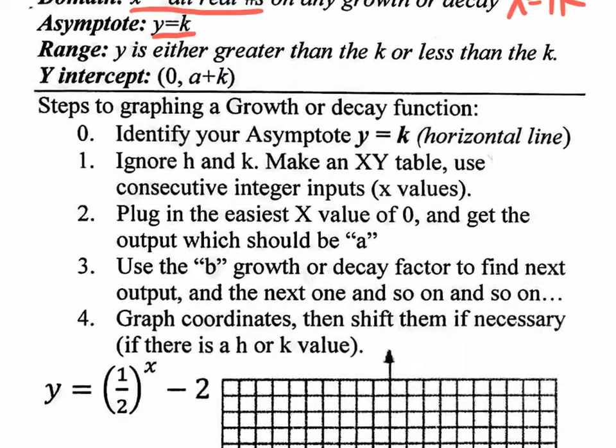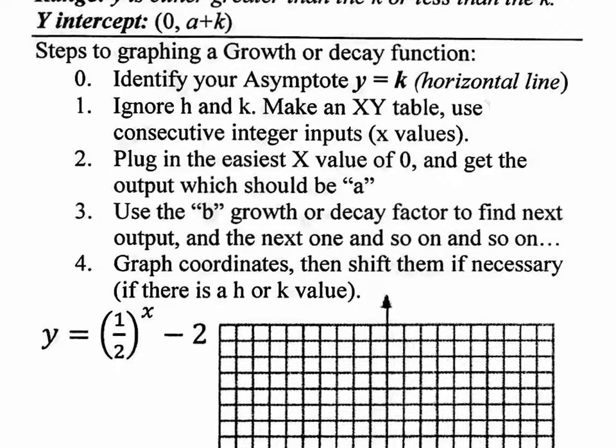Okay, so I did make some steps here to graphing a growth or a decay function. Try to make it a little more organized for you guys. And I do start with step 0, to identify your asymptote y equals k, the horizontal line that your graph will infinitely approach but never touch. So if I take a look at this equation, this first example down here, what is my asymptote? So the asymptote is y equals -2. That's going to be the horizontal line that our final graph is going to infinitely approach but never actually touch or cross. Okay?